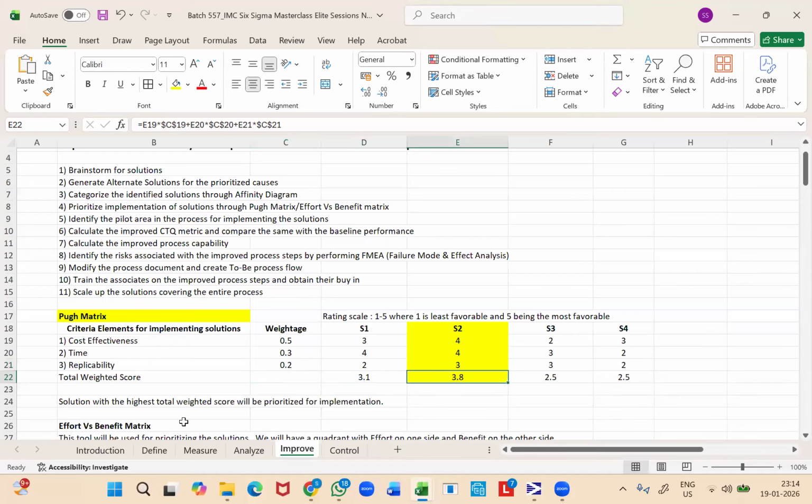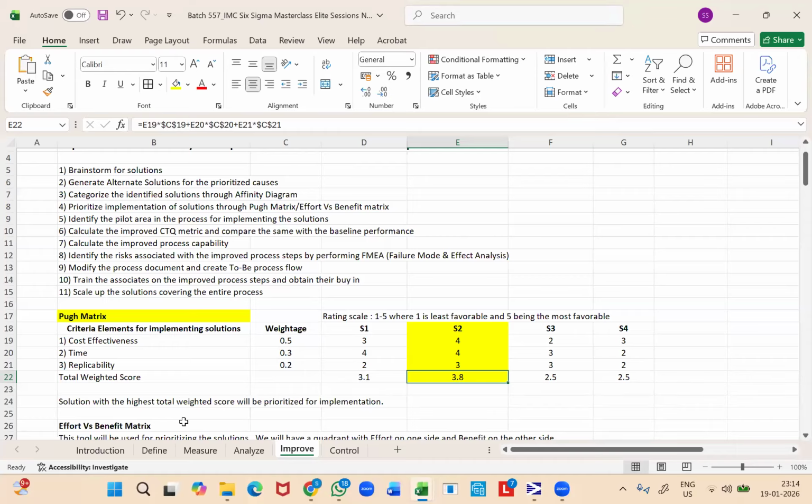And once this total weighted score is arrived at for all the multiple solutions, I will find out which solution has the highest total weighted score, and that solution will be prioritized for implementation, right? So this is how I will perform this Pugh matrix exercise. Again, a very, very easy quality tool, and this can be used even for taking some personal decisions.